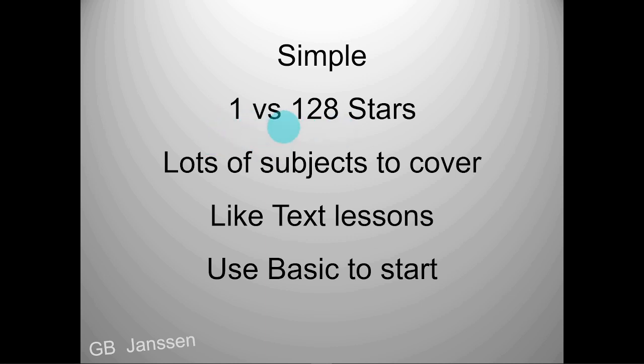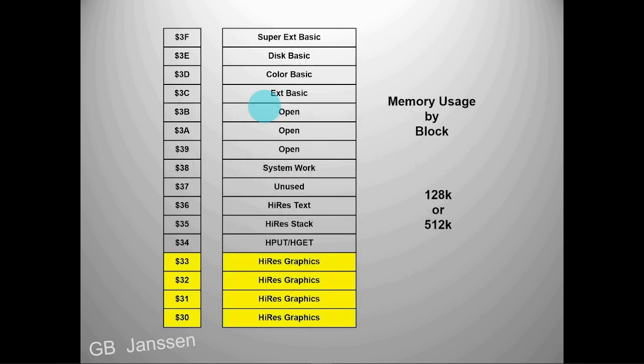A lot of subjects to cover. And like the text lessons we did before, lessons 1 through 5, we're going to use BASIC to do most of the stuff for us to begin with, and then we'll move on to where we're doing it by ourselves. So let's do some review. If you aren't up to speed on the MMU and the memory layout, you need to go back through the text lessons 1 through 5 and review them.